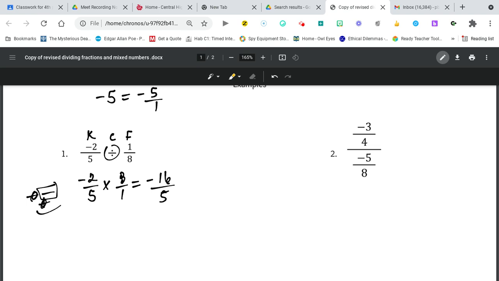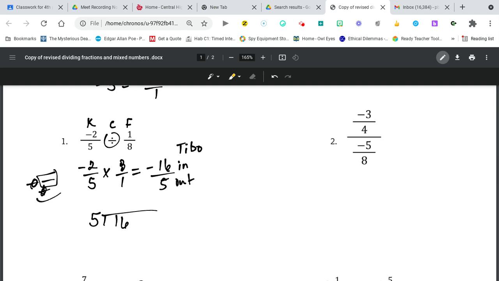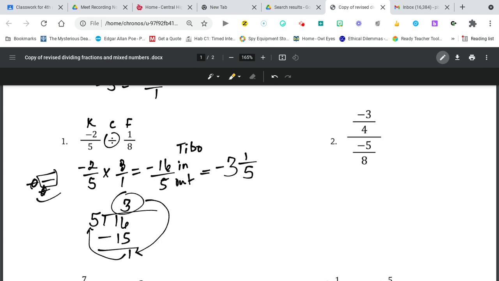All right, but I need to simplify, so I'm going to need what I call T-bow, top in, bottom out. I'm going to change this improper fraction to a mixed number, guys. So when I say, how many groups of 5 can I get out of 16? I can get 3 groups of 5. 3 groups of 5 is 15. And it leaves me with a remainder of 1. So this is negative 3. And then it goes like the hands of a clock. 1, negative 3 and 1/5, guys.